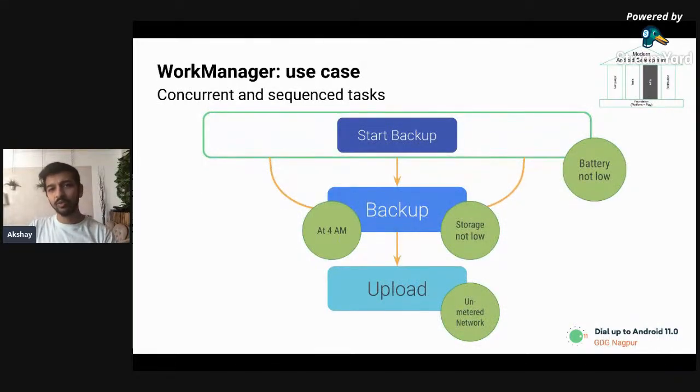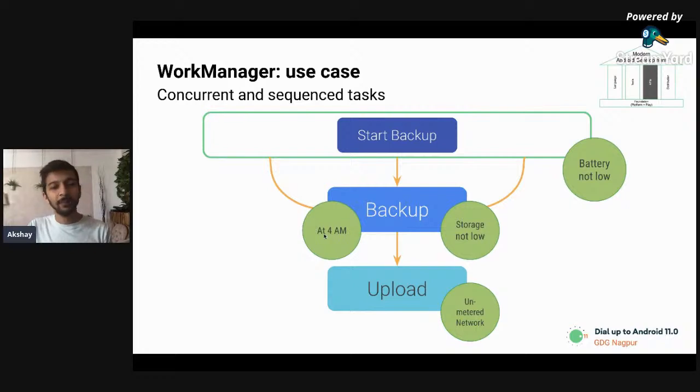Here's a use case of WhatsApp, for example. It starts the backup when battery is not low. So these are constraints. The task is not started until all of those constraints are met. For example, the backup starts when the battery is not low, if the storage is not low, because if storage is low, you cannot save the backup on the device. So you need to check if the storage is not low.